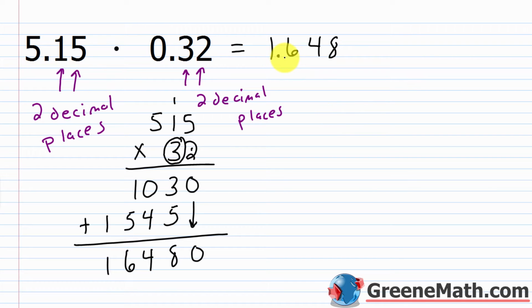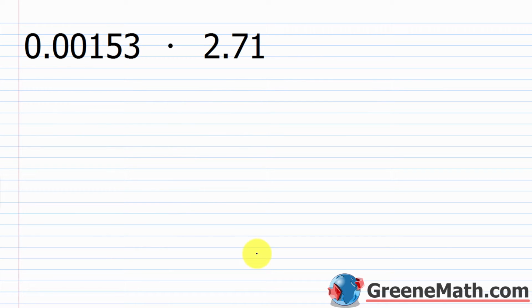To the right of the decimal point, after your final non-zero digit, you can add as many zeros as you want. So I could put 0, 0, 0, 0, 0. It's still 1.648. These zeros do not change the value of the number at all. So again, our final answer here will be 1.648.